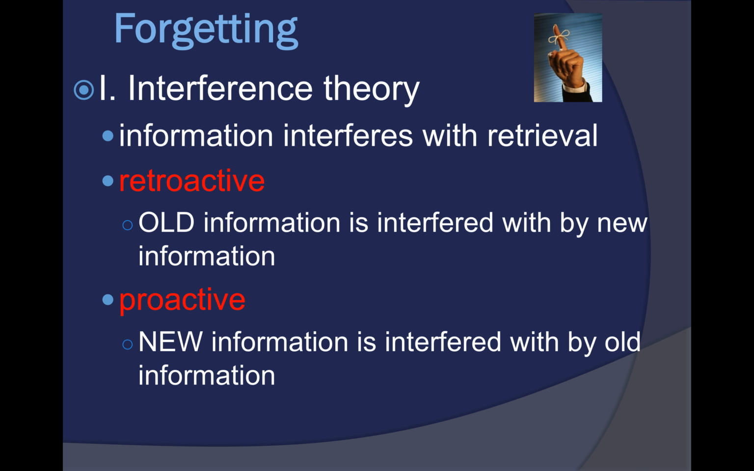Proactive interference is when new information is interfered with by old information, and hopefully the word pro kind of is associated with new information to you. So in proactive interference, let's hope this never happens, but let's say you date one person for a long time, you break up, you date a second person. If you call your new girlfriend or boyfriend by your old boyfriend or girlfriend's name, that's classic proactive interference. That new name is interfered with by the old name.